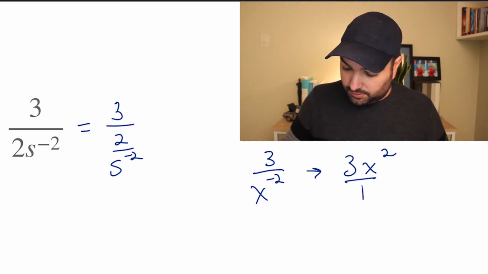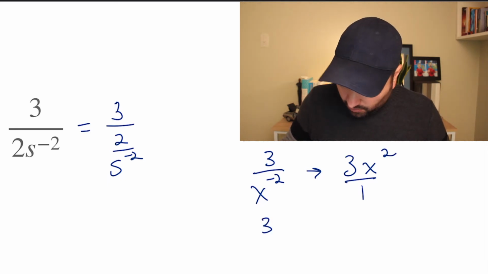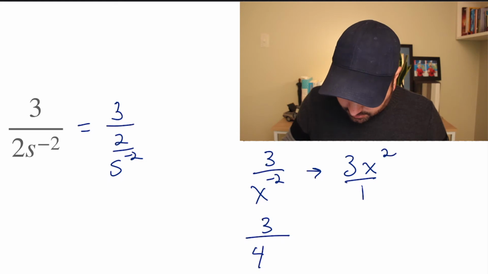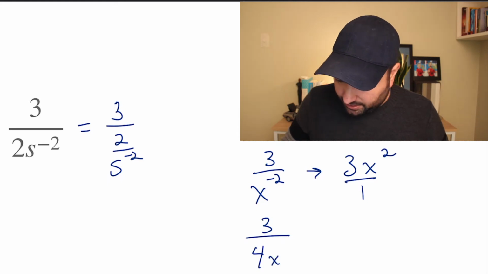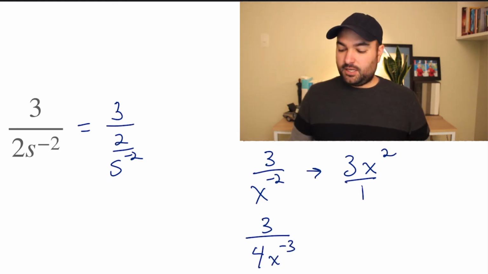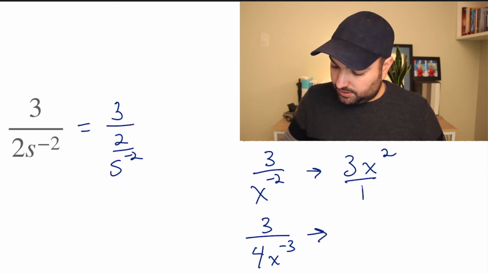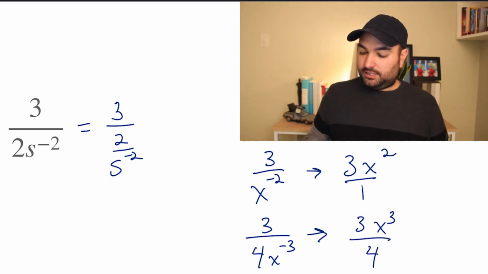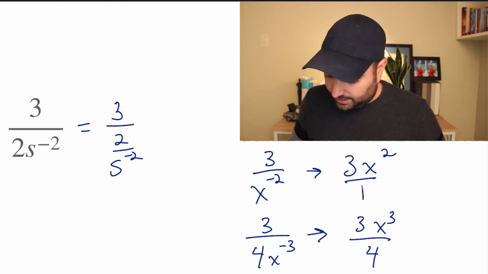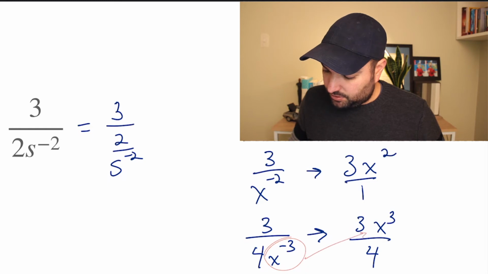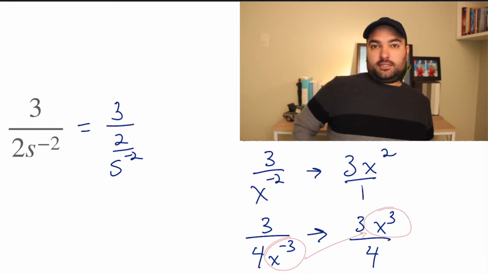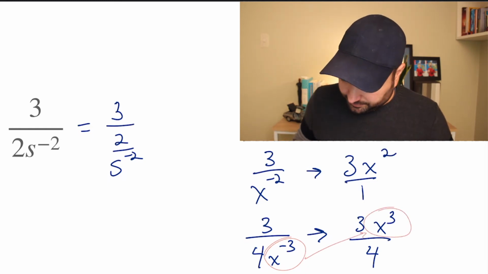The other one that we did was we had 3 over 4 times x to the power of negative, let's say 3. Well, what this turns into is 3x cubed over 4. So if you have a look at this, what's happening really is that this x to the power of negative 3 goes up to the numerator, and we change the sign to positive.